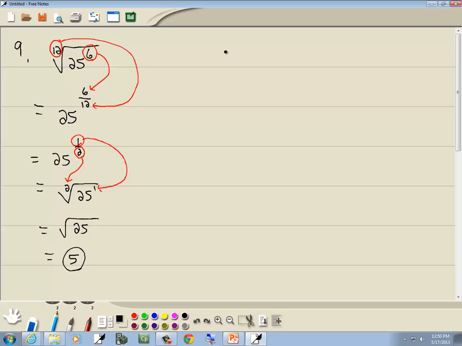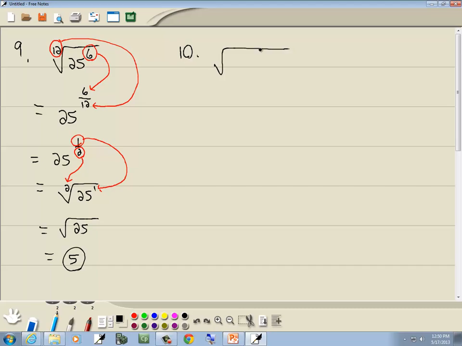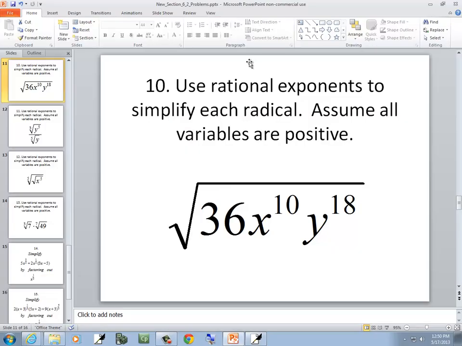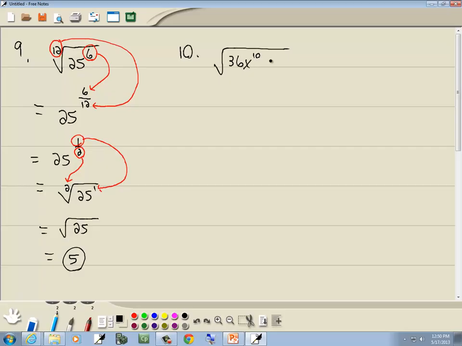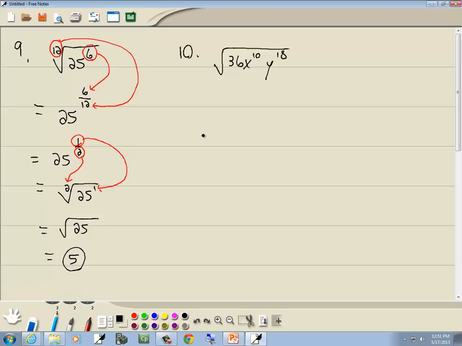Let's look at this one. Square root of 36 x to the 10th, y to the 18th. And again, they want us to use rational exponents to simplify this. Well, rational exponents don't work well with numbers like this, so we can go ahead and simplify that. 36 is 6 times 6, x to the 10th, y to the 18th.